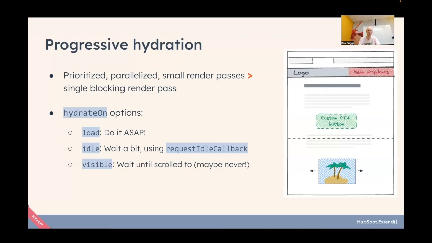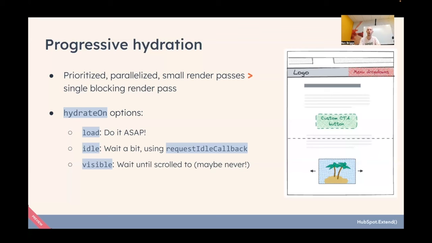So we have a few options for the hydrate on prop that I mentioned that might fit these. So one would be load the client side bundle as soon as possible on page load. Idle will wait a bit until any critical JavaScript is executed using the request idle callback API defined by the browser. And then we also have visible, which will wait until the element that has been initially rendered on the server is scrolled to and visible on the user's side, which might be never.